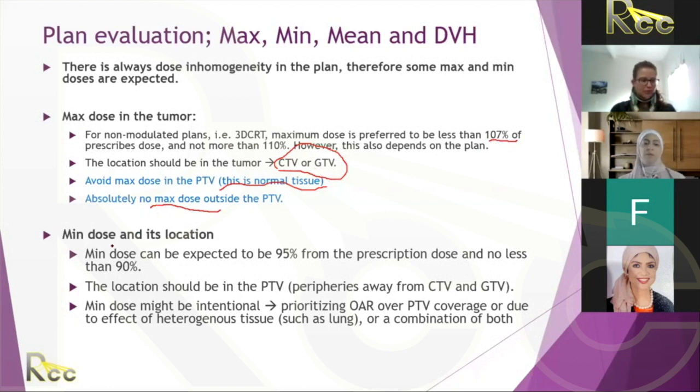Now, what about the minimum dose? Where should it go? Well, again, minimum dose is the opposite of maximum dose. If I'm going to have minimum dose, say 95% of the prescription or 90% of the prescription, then that should be in the PTV, right?